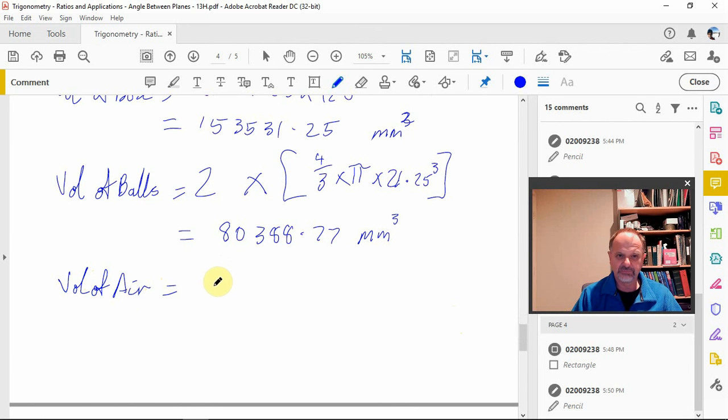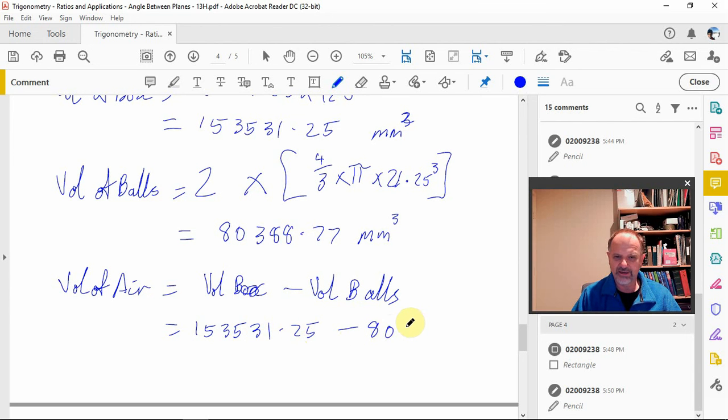All right, so the volume of the air would be the volume of the box minus the volume of the balls. So that's 153,531.25 minus 80,388.77. And when you figure that out in your calculator, you get 73,142.48.